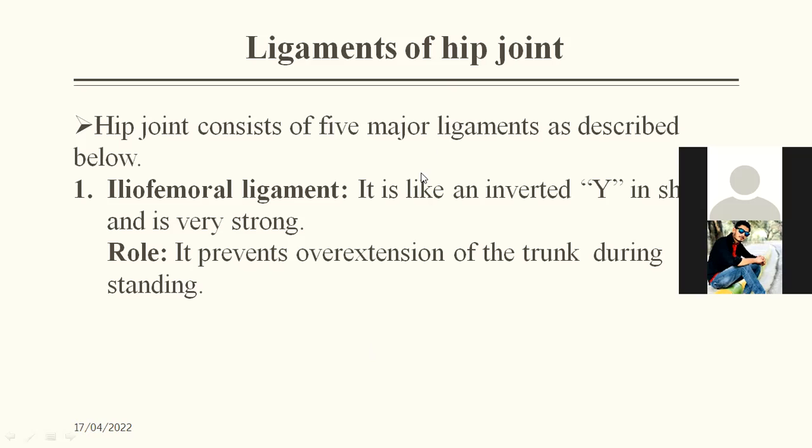The ligaments of the hip joint. The iliofemoral ligament. It is an inverted Y-shaped ligament, and it is a very strong ligament. What is the function of the ligament? It prevents the overextension of the trunk.